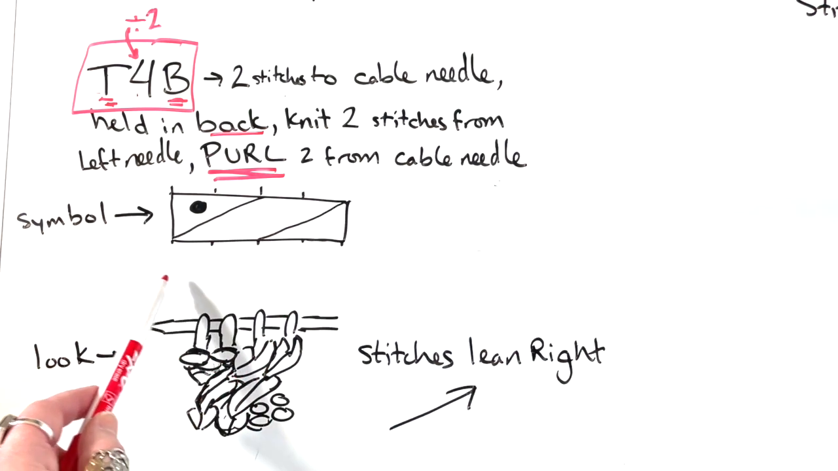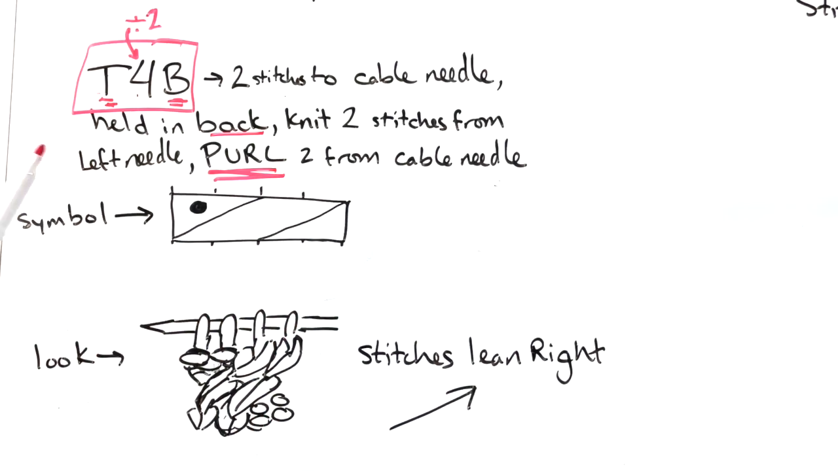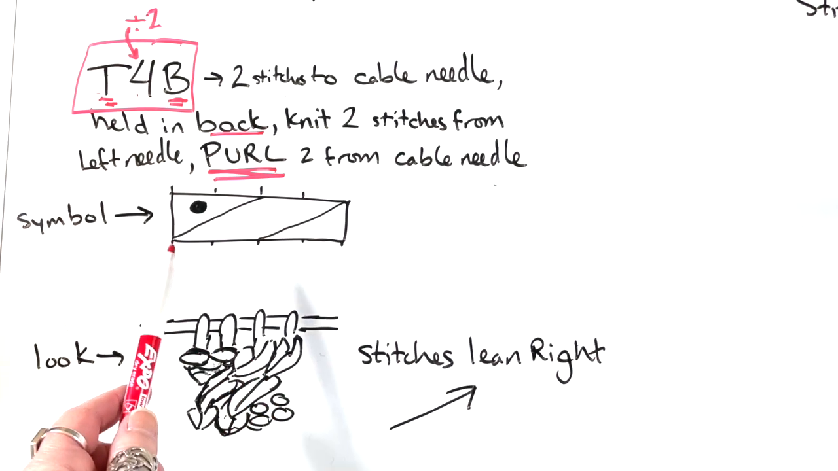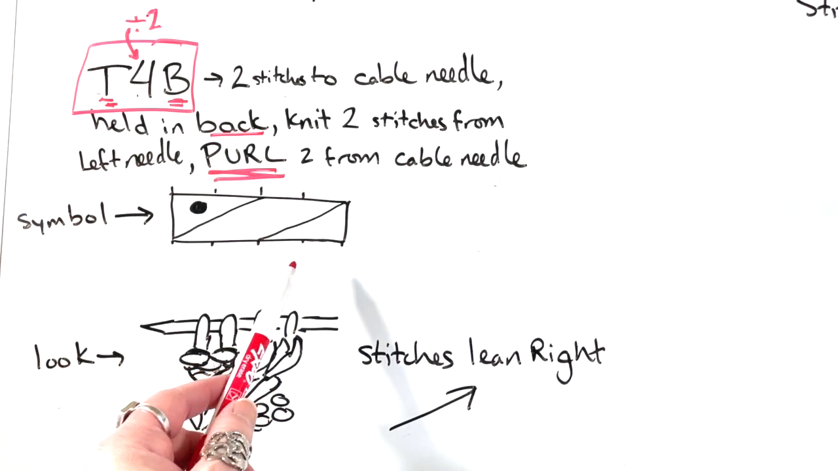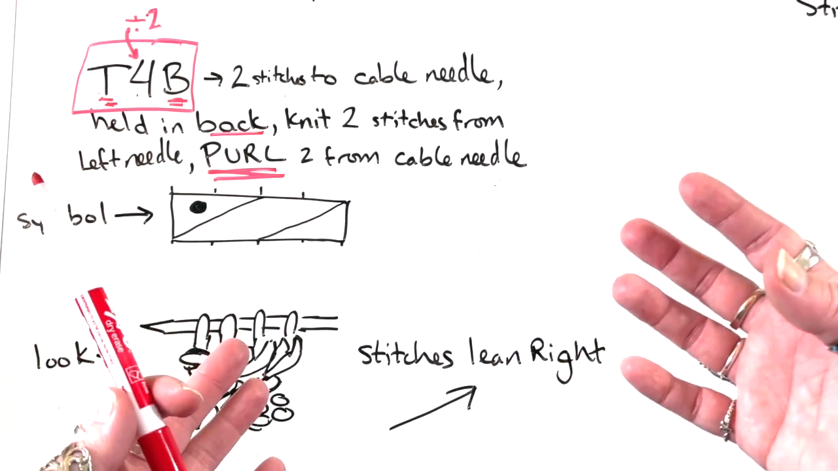Here is that in symbols. This is our rectangular box. If you haven't watched my video on cable charts, the symbol is what you will see in a chart, and I went over a lot of the basics of that. So we're going to jump over them a bit right now, or assume that you've seen those.